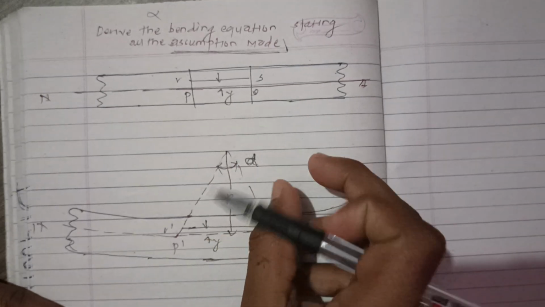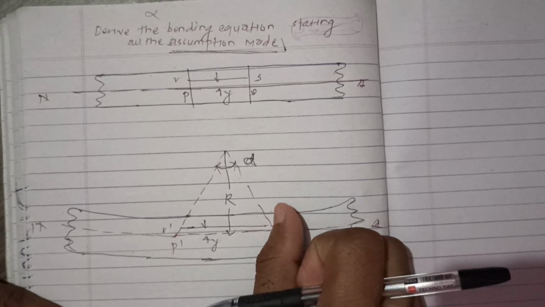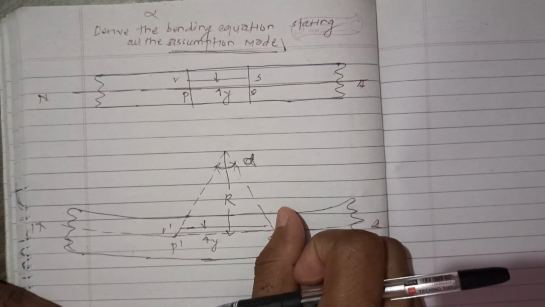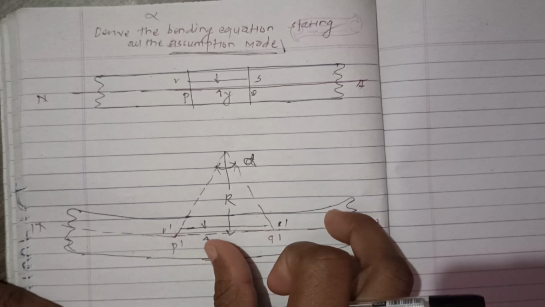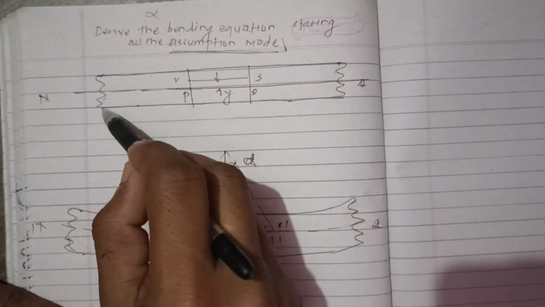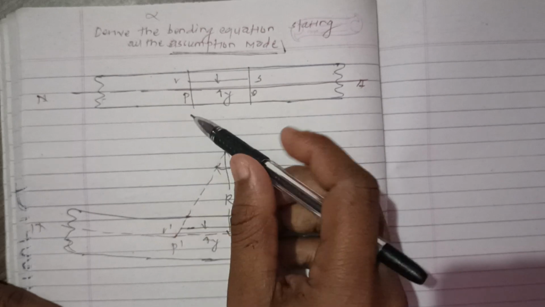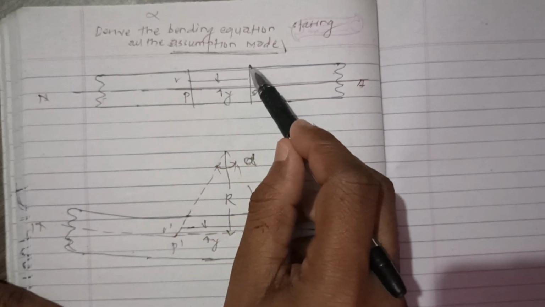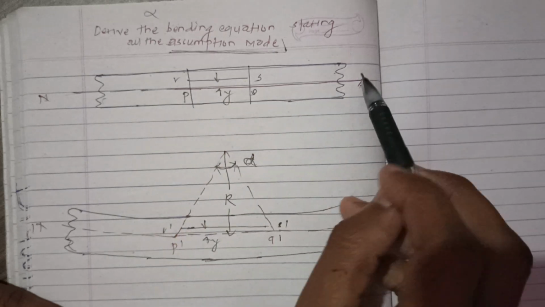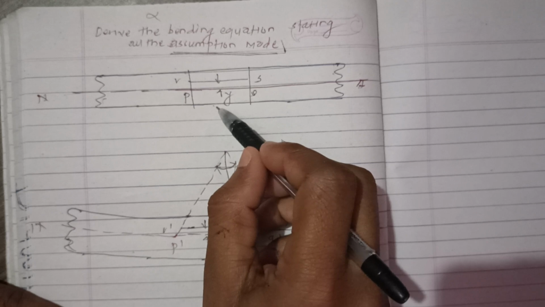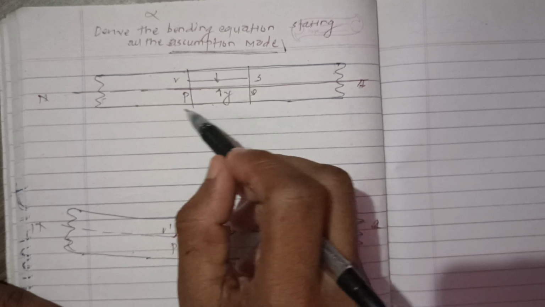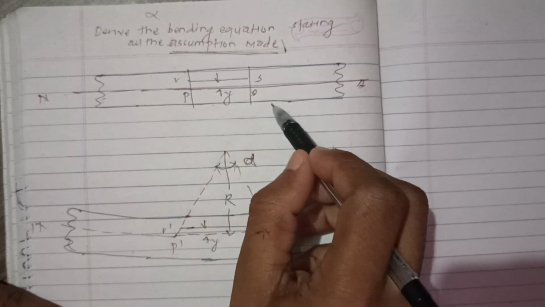So now let's come to the derivation. It's a simple derivation. It's quite easy if we understand the basic principle of this equation. So there is a beam. This is a beam, this is a transverse section of the beam, and this is a longitudinal section of the beam. This is the beam when no load is applied.